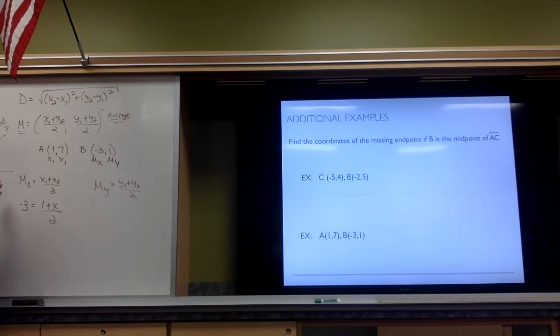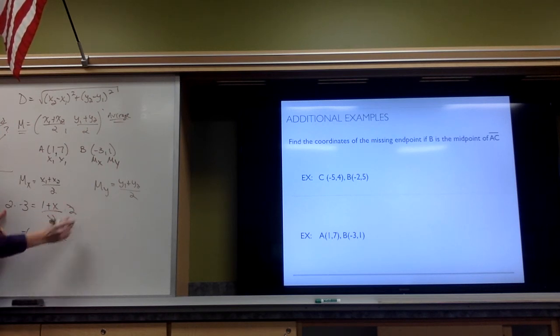Too much talking. Okay, so we're going to multiply both sides by 2. So this guy gets -6 equals 1 plus x. Remember, these 2's cancel. And last step, subtract 1. So my x-coordinate is going to be -7.